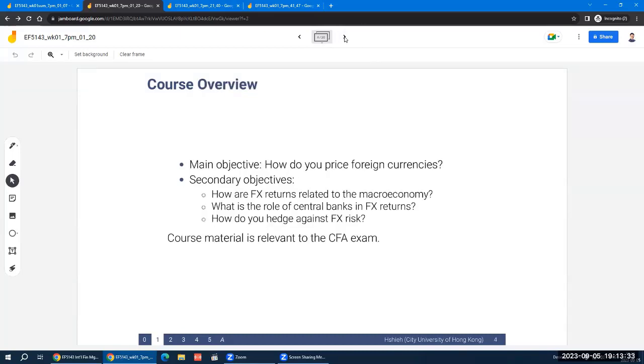Textbooks are optional, serving mainly as a reference. All right. Ultimate objective of this class: how do you price foreign currencies? Secondary objectives: we want to explain how FX returns are related to the macroeconomy. Returns and rates are used interchangeably here. So that's just nomenclature, just vocabulary. What is the role of central banks in FX returns?